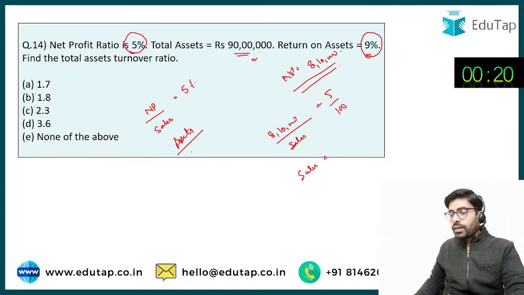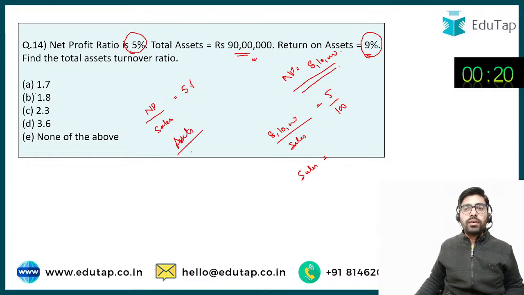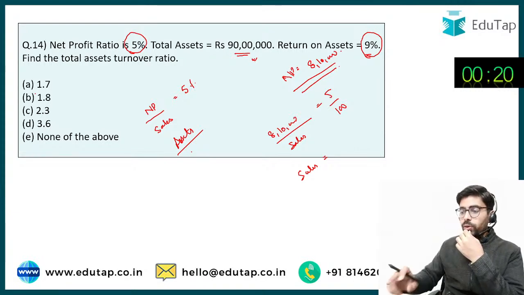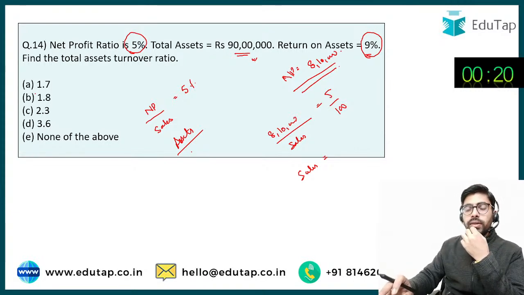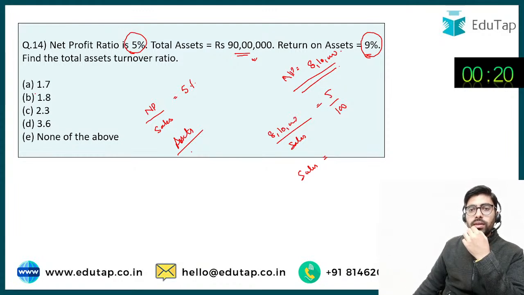Mohini is saying return on asset divided by net profit. I'm not able to get what you are saying. 9% divided by 5%. Yes, you could do it like this as well.